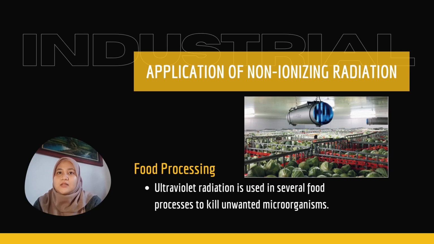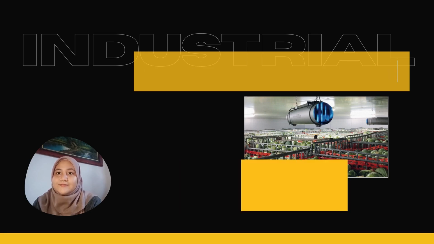The second application of non-ionizing radiation in industrial is food processing. For example, ultraviolet radiation is used in several food processes to kill unwanted microorganisms.